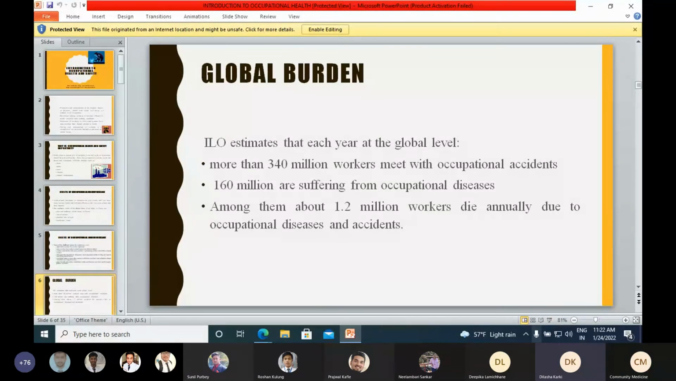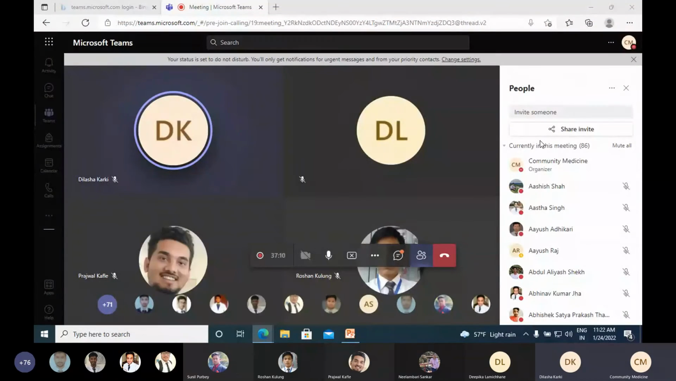Poor working environment. The main problem is the environment, and the main problem is related with the working environment.